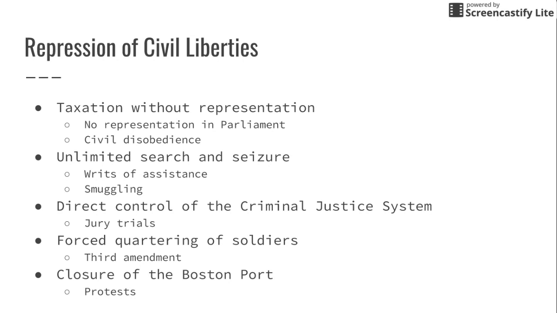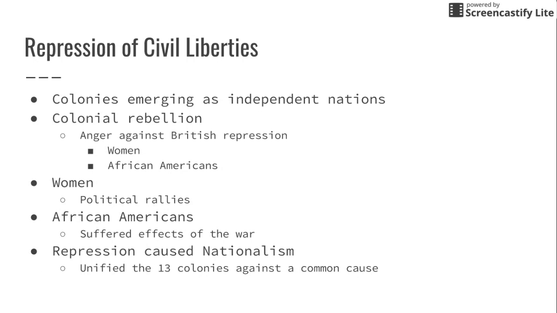And the final thing is the Boston Port Act. So the British officials closed the Boston port and demanded that the city's residents pay nearly $1 million for the amount of tea that was dumped in the Boston Harbor. And this closed the port to trade, which caused conflicts in jobs, and it caused merchants to experience a decline in sales. So basically, through the repression of their civil liberties, the colonies began to emerge as independent nations. They began to feel anger towards the British and spoke out about it. So this resulted in colonial rebellion.